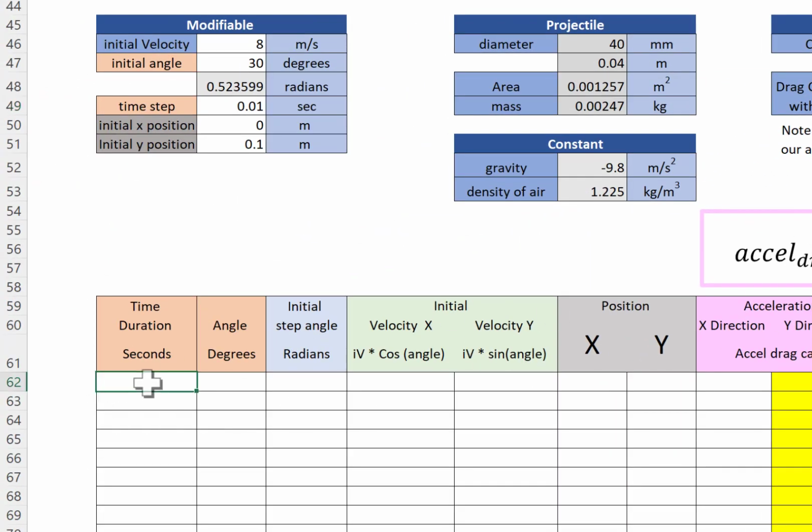When we go down here, I'm going to start with my duration. So we're going to start at 0 seconds, and I'm going to build in right here. I'm going to type in equals, take my 0 seconds and add my time step. And I'm going to fill this down a little bit and you're going to see an error. We can see that it doesn't go 0.01, 0.02.